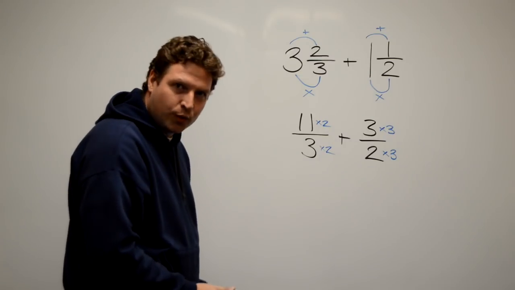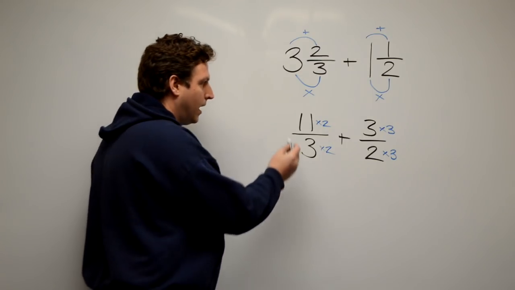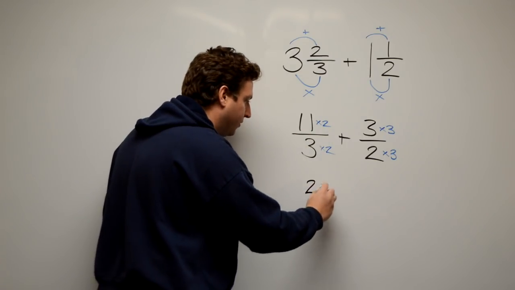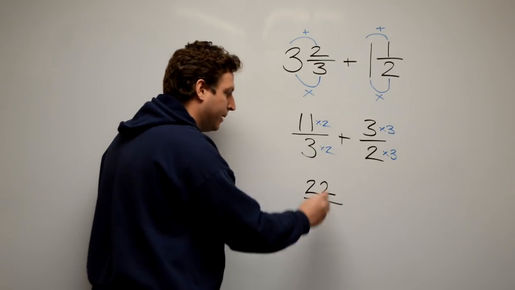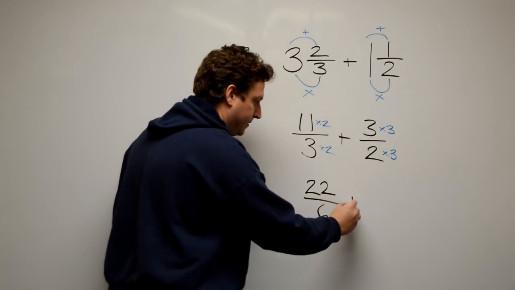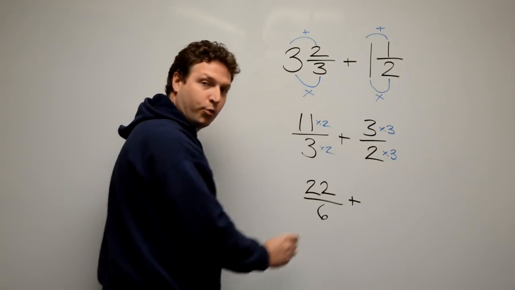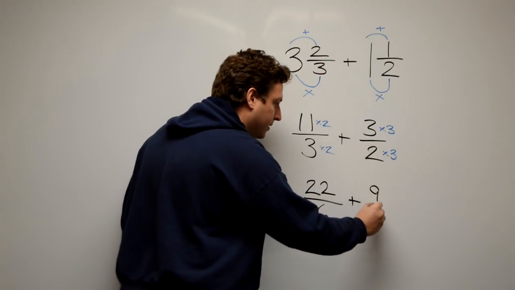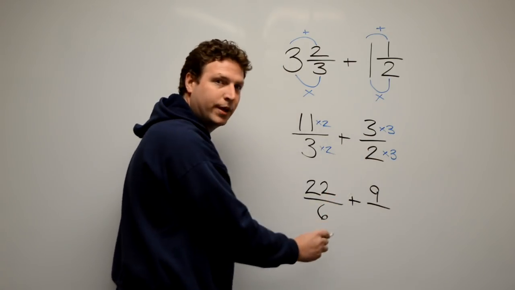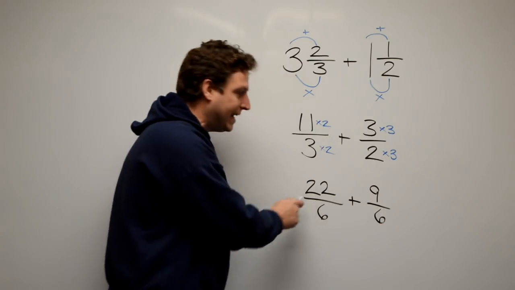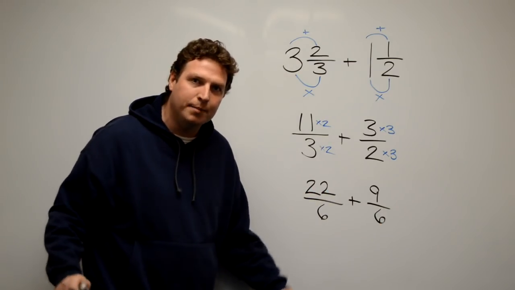Okay, so let's rewrite these. 11 times 2 is 22. 3 times 2 is 6. 3 times 3 is 9. And 2 times 3 is 6. And now it's easy to add. They have a common denominator.